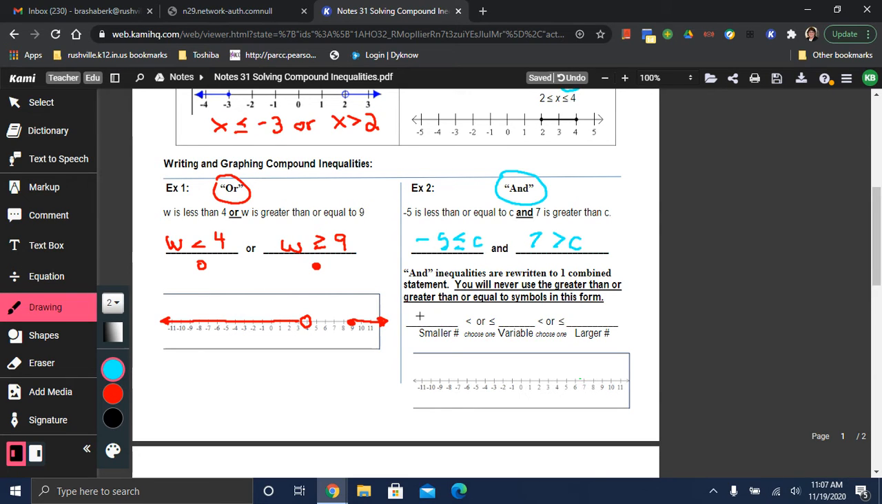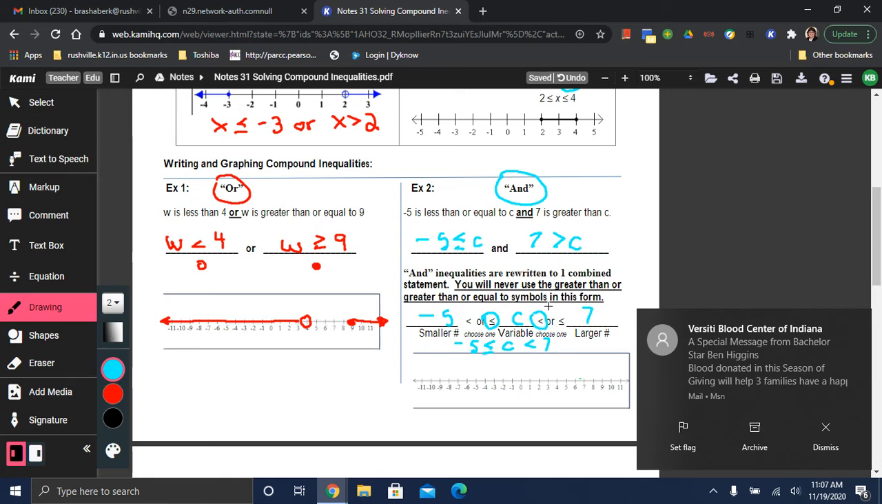That'd be -5. So we'll write the -5 first. Since the -5 has the less than or equal to, this is the symbol I'm going to use. And then our variable, which is a C, and then our larger number, 7, will go in this blank, and I had a not an equal to bar, so I want to choose this one. And so this statement is equivalent to -5 is less than or equal to C, which is less than 7.